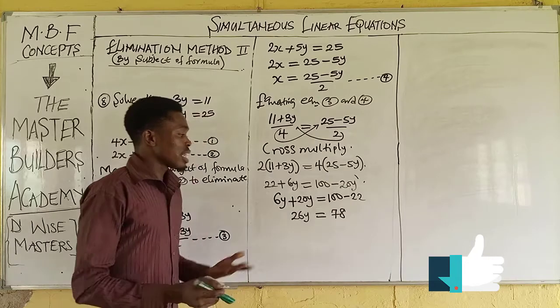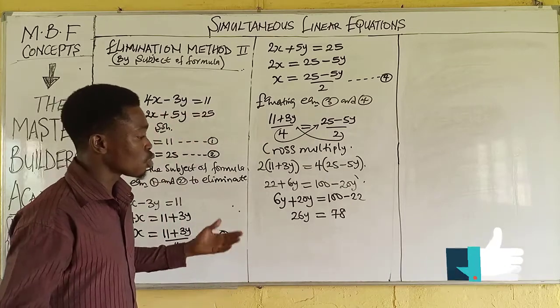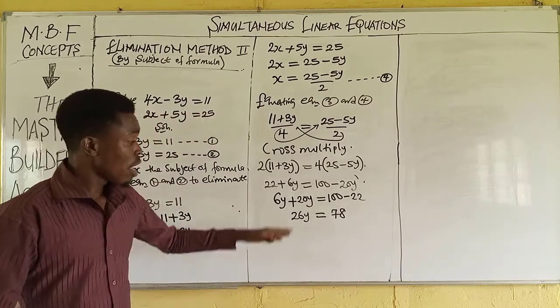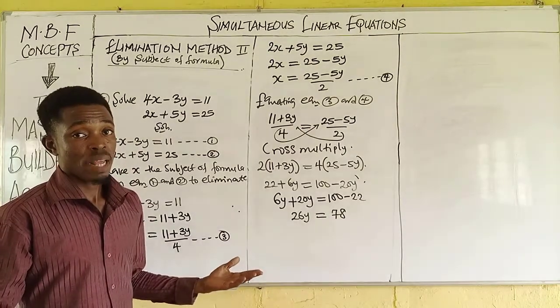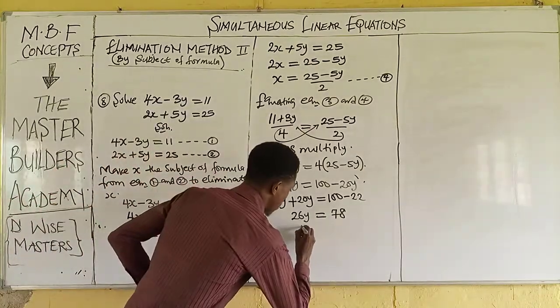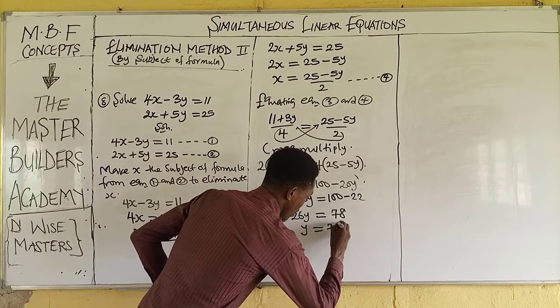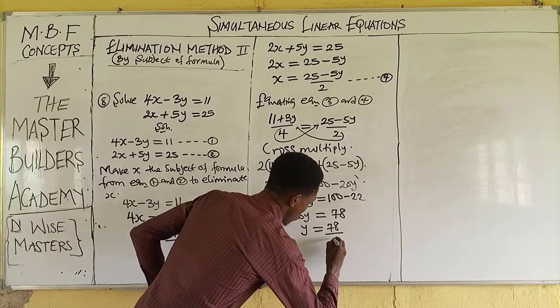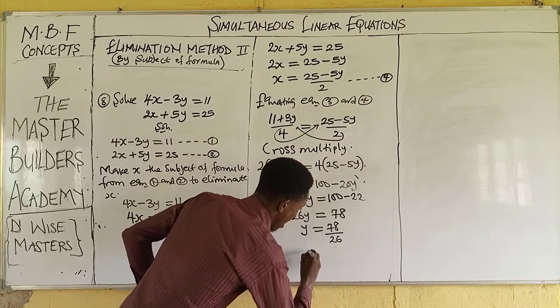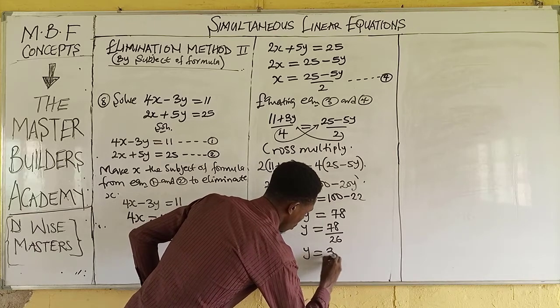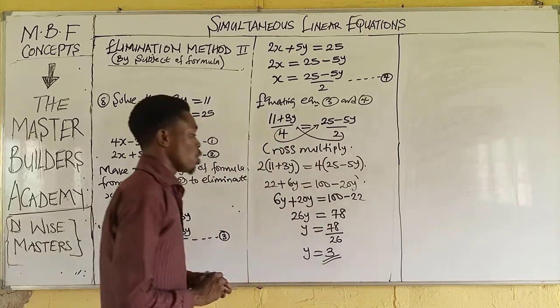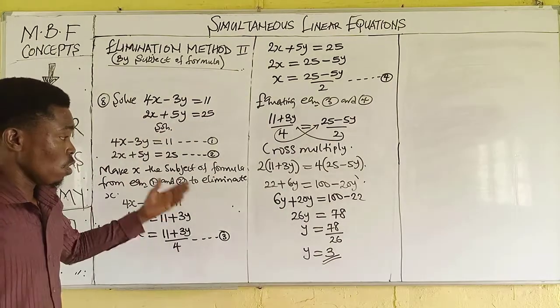So now, what's the next thing we quickly do here, guys? All we just need to do here is to divide both sides by the coefficient of y. And when we have that done, we simply divide both sides by 26. This will give us 78 divided by 26. And 78 divided by 26 will give us 3. So we have successfully obtained the value of y.